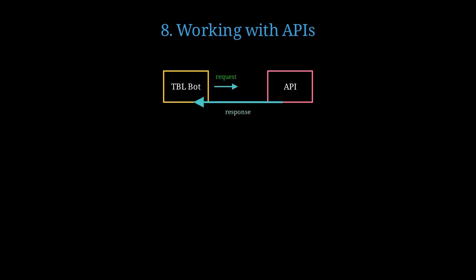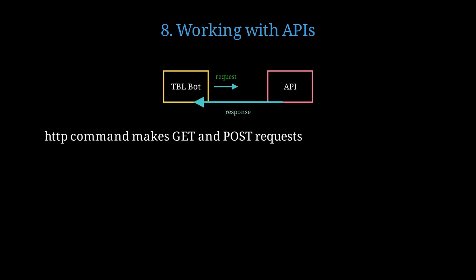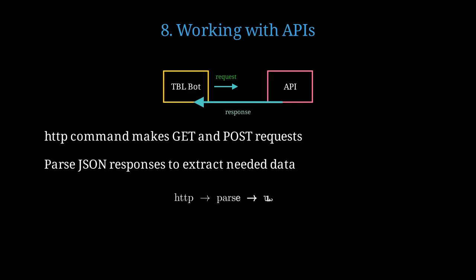TBL allows you to integrate external APIs to extend your bot's functionality. Your bot can send requests to external APIs and receive data responses to use in conversations. The HTTP command enables making GET and POST requests to external web services and APIs. You can parse JSON responses from APIs to extract the specific data your bot needs. The API workflow is make the HTTP request, parse the response, then use the extracted data.